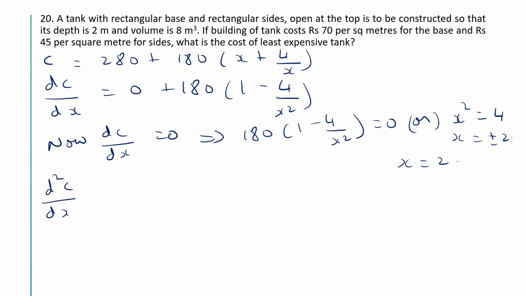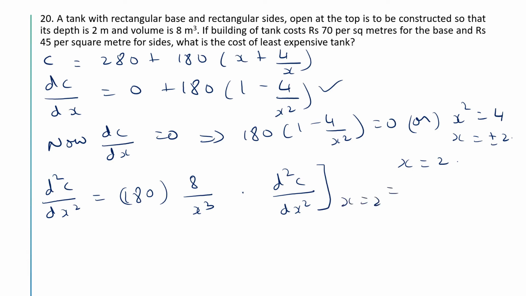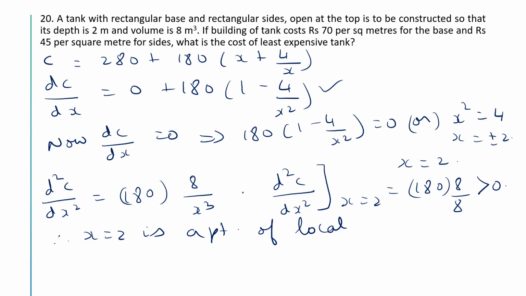Then we have to find d square c by dx square from here. So it is equal to 180 into 8 by x cube. Now d square c by dx square at x is equal to 2 is 180 into 8 by 8. It is greater than 0. Therefore, x is equal to 2 is a point of local minima. And the minimum cost can be calculated from this.